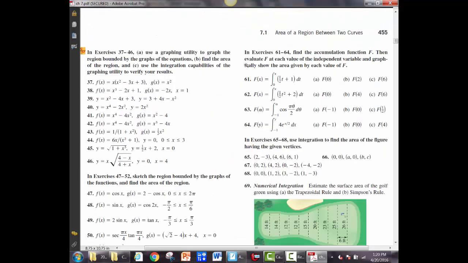Okay, 61 through 64. Find the accumulation function f, then evaluate f at each value of the independent variable and show the area given by each function, each value of f, okay? Now, really what they're giving you is f of x equals, you'll notice the x is up here. And then they ask you what's f of 0. Well, f of 0 is the integral from 0 to 0, which makes it 0 because there's no area. F of 2 means you'll replace the x by 2. You'll find the integral from 0 to 2.